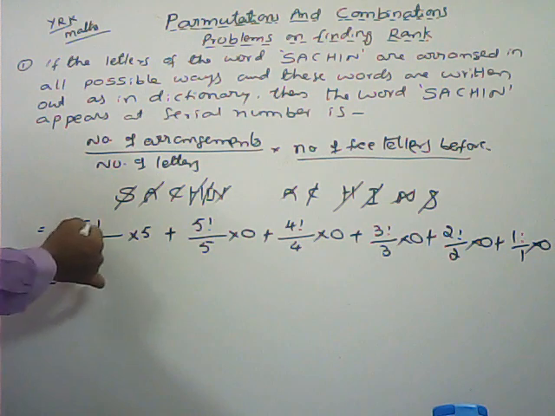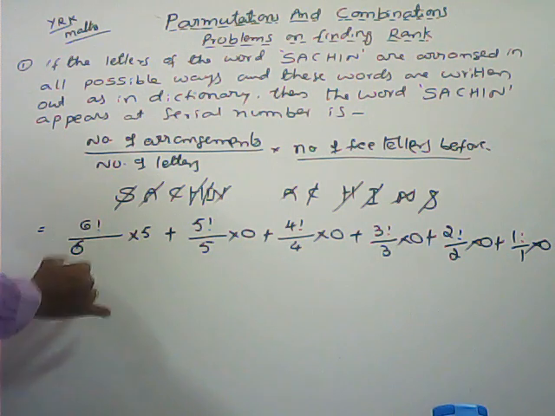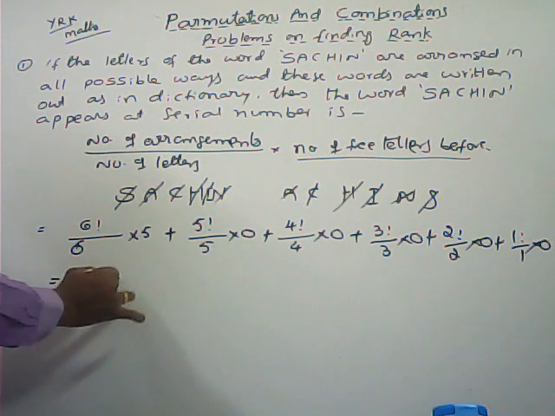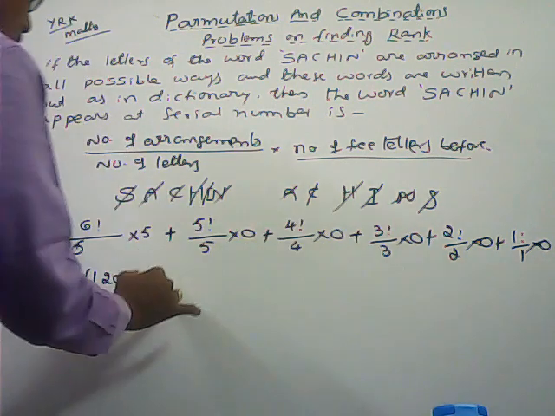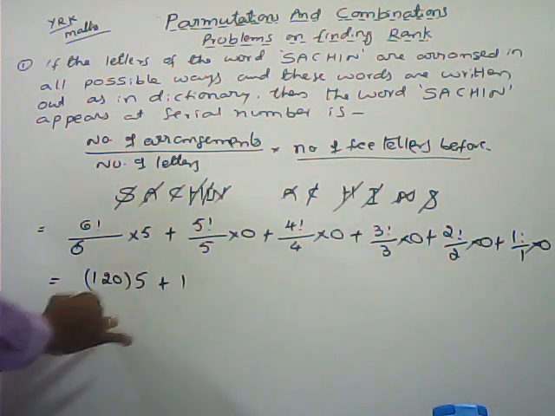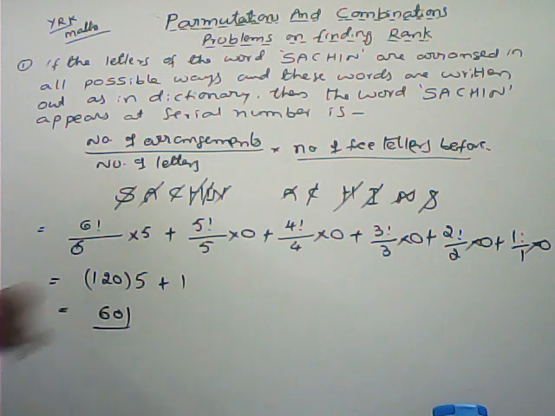This is 6 factorial by 6, we get 5 factorial. 5 factorial, that is 120, into 5, plus 1. So 600 plus 1, that is 601, that is the rank of the word. If you arrange in dictionary order using all the letters of the word Sachin, Sachin is in the 601st position.